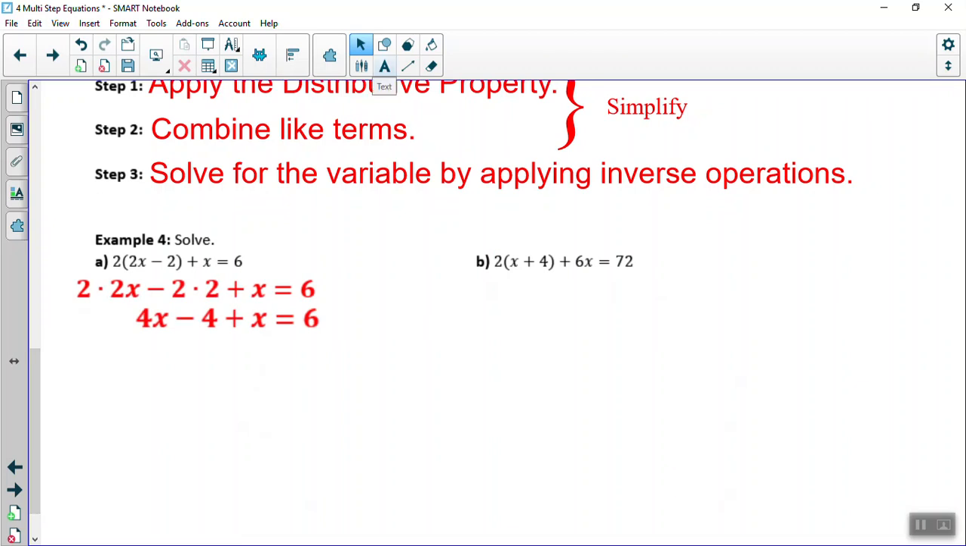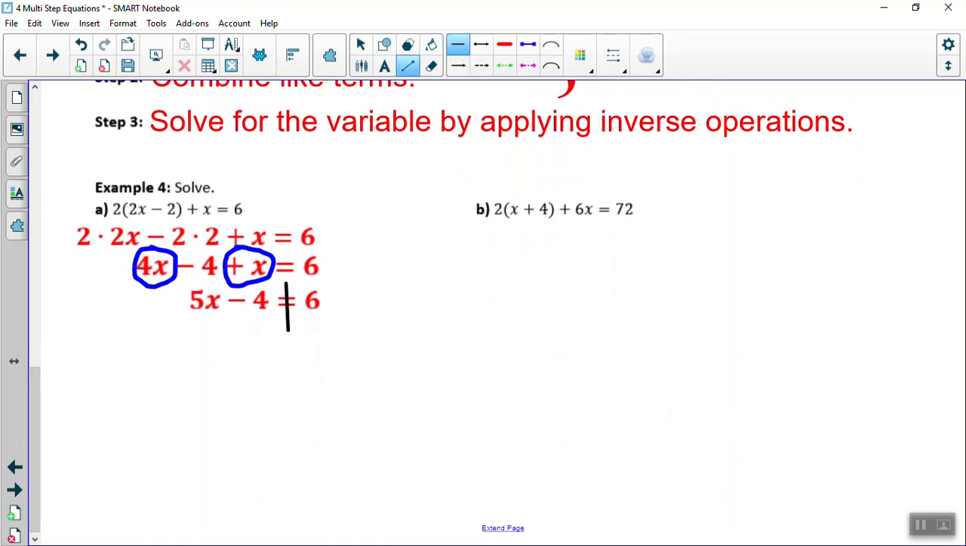In this case, I have the 4x and the plus x. So I've got my 4x and this plus x. They're my two variable terms. They're the ones that I would group together if I use that other strategy. So 4x plus x gives me a 5x. I bring down my minus 4 equals 6. Now I'm down to a regular two-step equation.